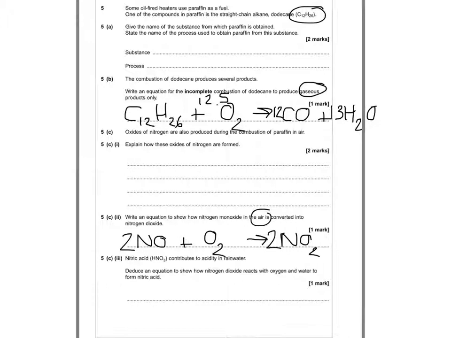Deduce an equation to show how nitrogen dioxide reacts with oxygen and water to form nitric acid. So nitrogen dioxide, NO2, reacts with oxygen and water to form nitric acid. And they even give you the formula of nitric acid. There are no other products. They would tell you if there were. Balance it as it is. Again, you can use halves if you want. If you don't want to, it's 4NO2, nothing in front of the oxygen, 2H2O makes 4HNO3.